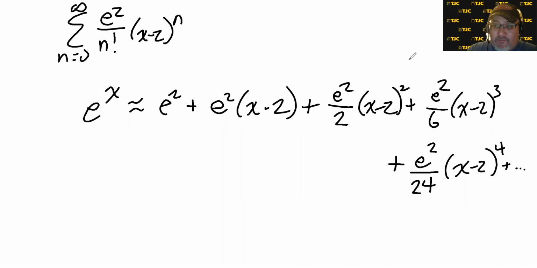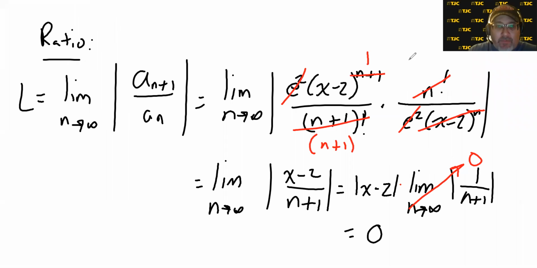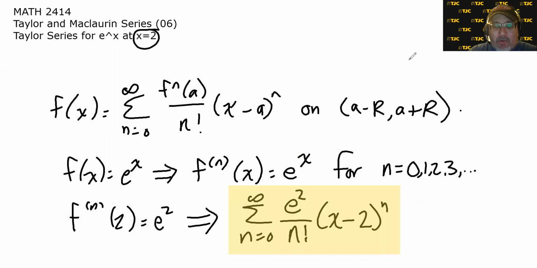All right, so to review, finding this Taylor series is pretty straightforward because the derivatives were the same no matter which derivative we took. That won't always be the case, as we will see in subsequent videos.